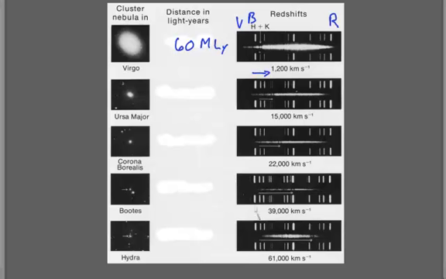So what we want to do is work with this one. We're going to start with this speed, 15,000 kilometers per second, and we want to use the Hubble law to understand what's going on. So let's take a look at that, and here's what we're going to use. We're going to use the Hubble law.